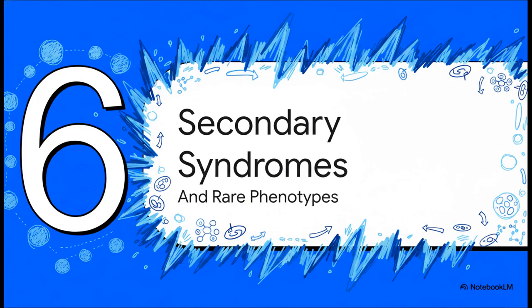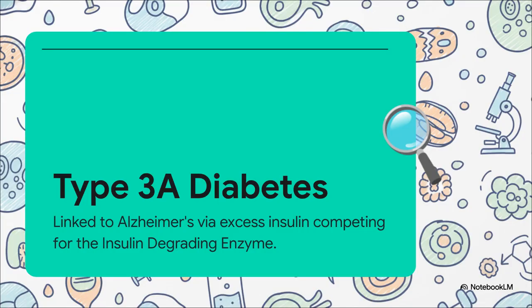And finally, Section 6, secondary and rare syndromes. All right, to wrap things up, we're exploring the secondary, rare, and honestly deeply mechanistic offshoots of hyperglycemia. Now, what's really interesting about this slide is the elegant yet totally destructive pathophysiology of type 3A diabetes, which links insulin resistance to Alzheimer's disease.